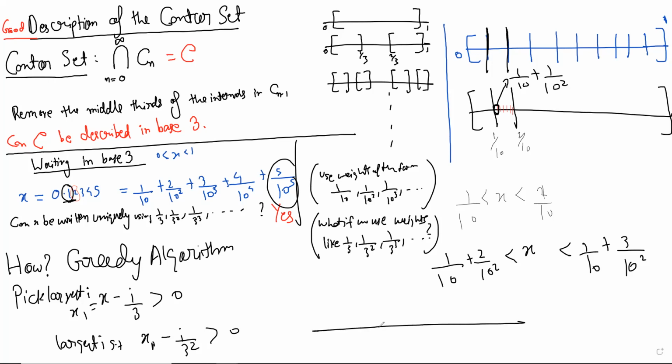Okay, so it's basically, I mean, x is a quantity here. You're picking as many copies of 1 by 3 as you can. So this is like maybe 2 by 3 you picked, removed from x, and then you have the remaining number. In that you pick as many copies of 1 by 3 square, meaning 0, 1 or 2 copies, and then you remove that quantity and then you continue.